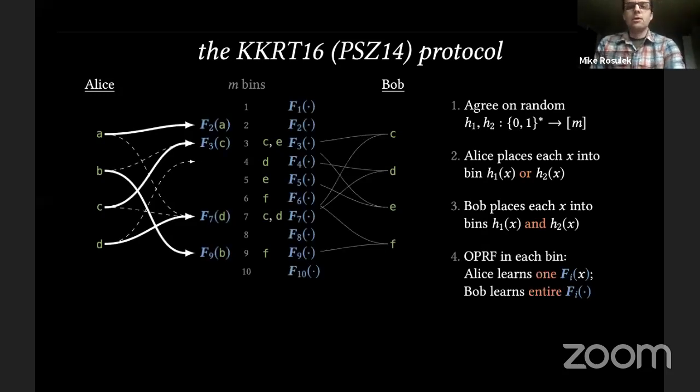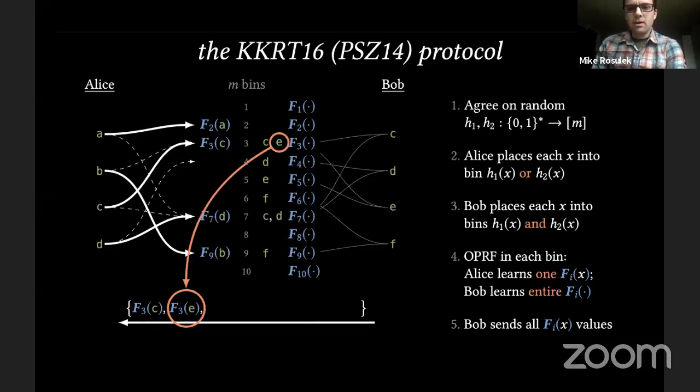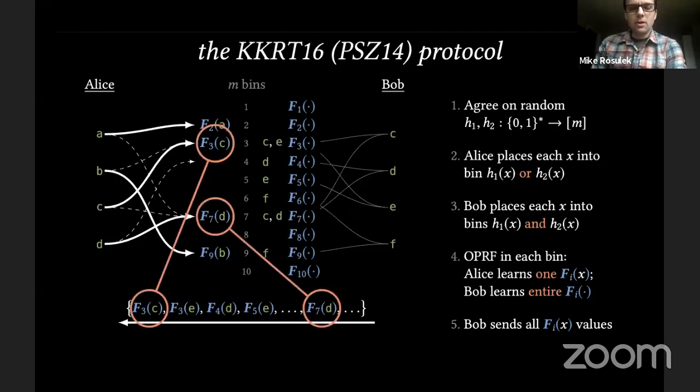And then for each bin, they're going to run an oblivious PRF, which just means that Alice learns the output of a random function on one input of her choice, and Bob learns an entire random function, a different function for each bin. Then Bob can send a bunch of these PRF outputs, actually two for each item, because each item is in 2 bins. Alice can look at what she recognizes, and from that she can conclude what's in the intersection. So this is the state of the art for semi-honest PSI.